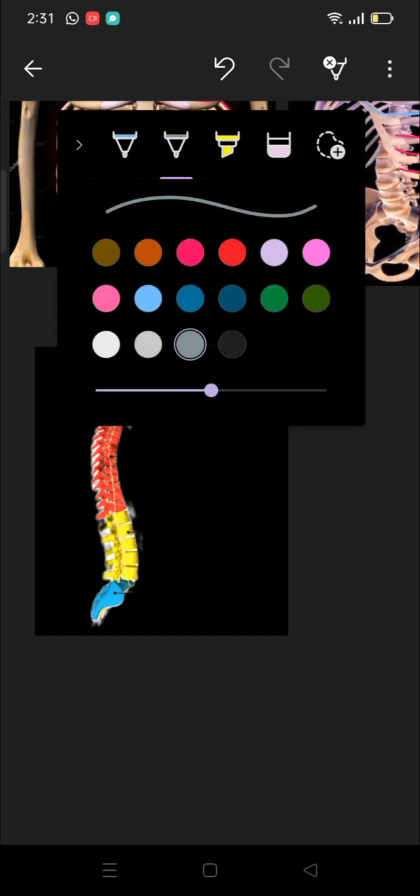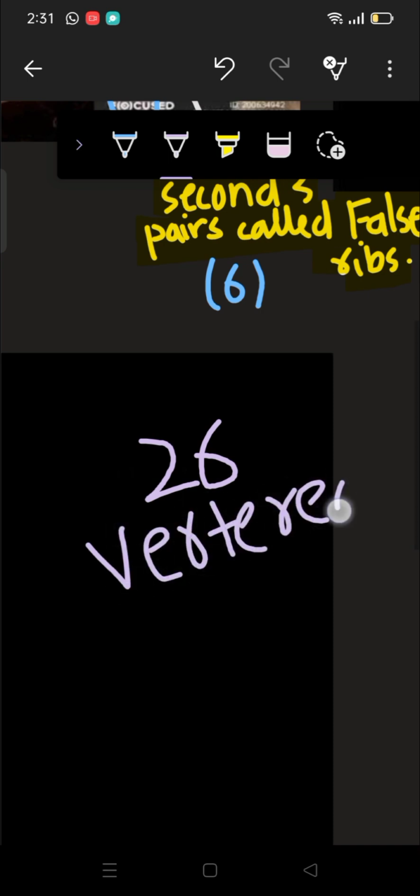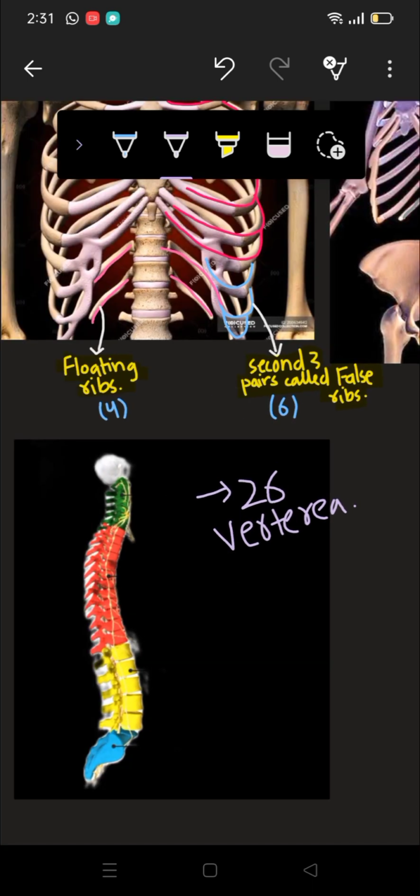Alright, so how many bones, or vertebrae, are present in the vertebral column? So those are basically 26 in number. Alright, 26 vertebrae we have in total. Alright, so how are these 26? Let's count those as well.